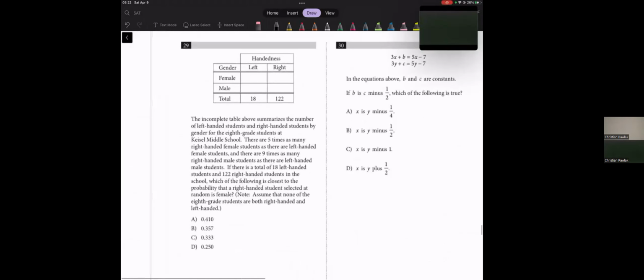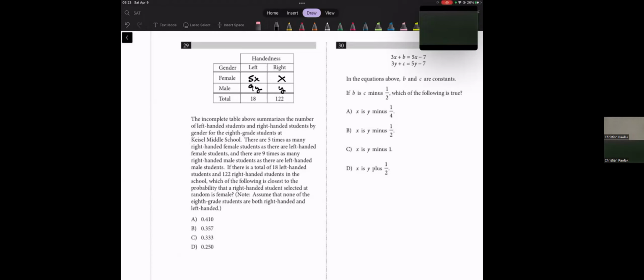All right, number 29. The incomplete table summarizes the number of left-handed students and right-handed students by the gender of eighth grade students at the middle school. There are 5 times as many right-handed females as there are left-handed females. So as far as left-handeds, there are 5x compared to x right here. And then there's 9 times as many right-handed male students as there are males. So then it's 9y, because again, I have to multiply x times 5.